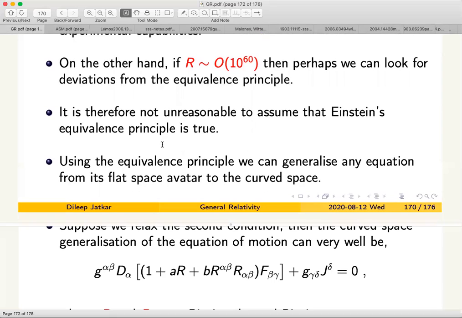So therefore, what we will do is we will use the equivalence principle. By that I mean Einstein's equivalence principle, to generalize any equation that we have in flat space to the corresponding equation that we have in curved space. Just appropriately covariantize, replace etas by g's, and write down the equation. As long as it has uniform transformation property with respect to Lorentz transformations, they would continue to have the same kind of transformation properties under general coordinate transformations.